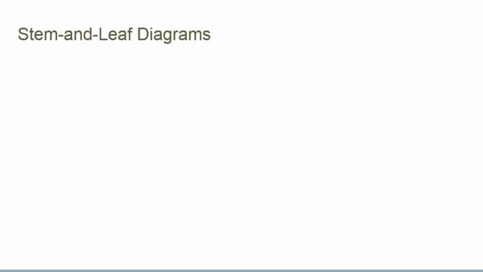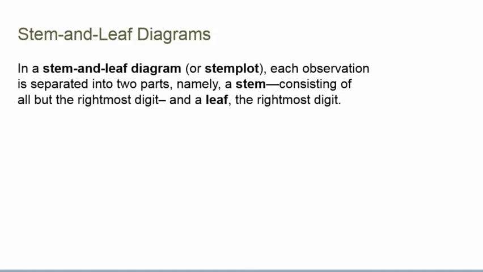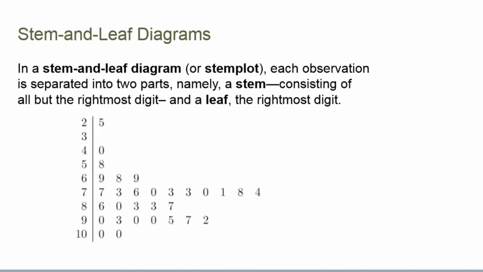Stem and leaf diagrams. In a stem and leaf diagram, or stem plot, each observation is separated into two parts, namely a stem consisting of all but the rightmost digit and a leaf, the rightmost digit. Here's an example of what a stem and leaf diagram can look like. All the numbers in the column to the left represent my stem. All the numbers to the right represent the leaf.